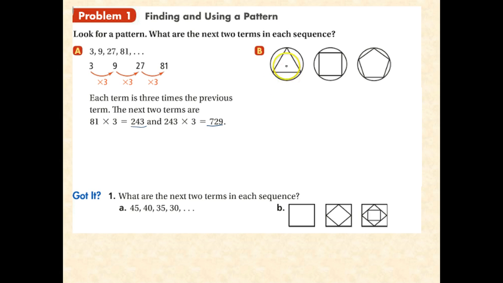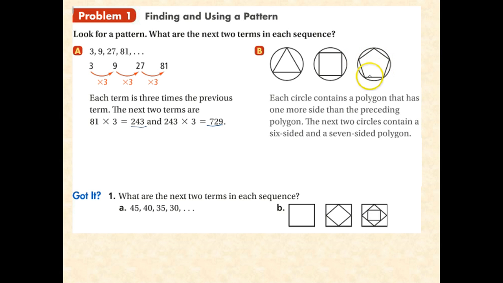Did you see that? I hope you didn't. Alright, so look at this sequence. Got a triangle and a circle, then a square, then a pentagon. So what's going to be next? Each circle contains a polygon that has one more side than the preceding polygon. So we're going to have a 6-sided polygon and a 7-sided polygon. A hexagon in a circle and a heptagon.